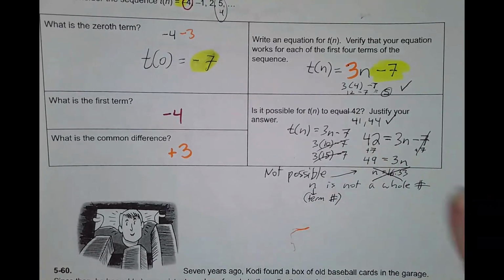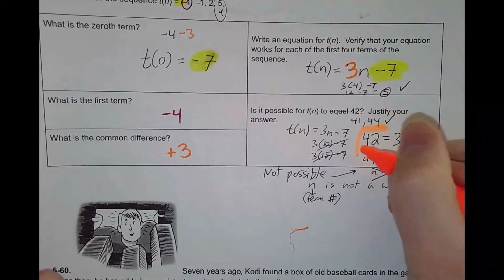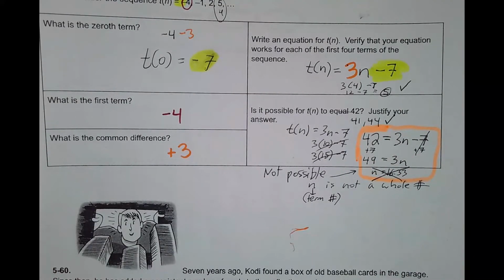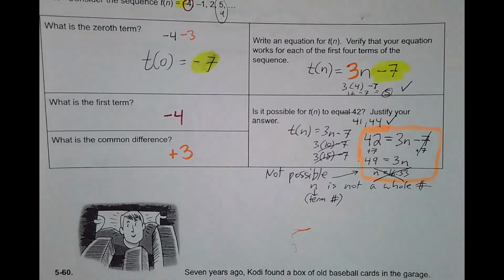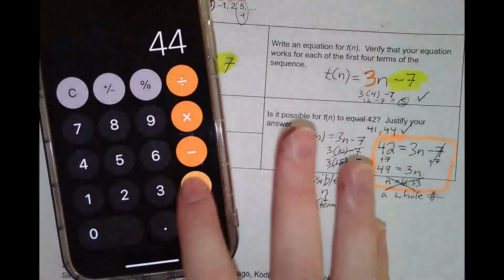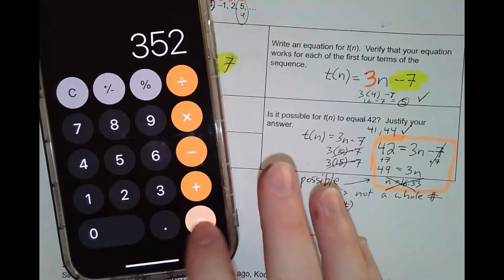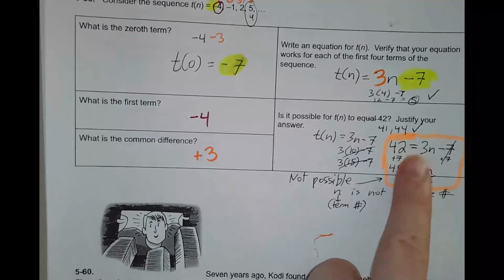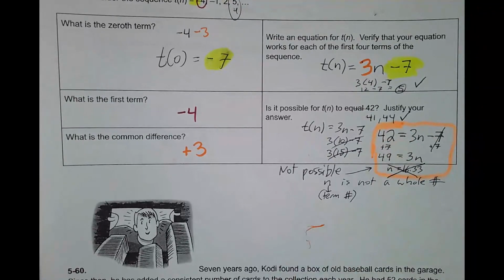Okay. This method right here, I'll go ahead and give it a quick highlight. This method right here is very much a good way to check for any value. For example, would you want to keep pressing equals or plus until you get to 50,000? No. You can just plug in that number into your equation.